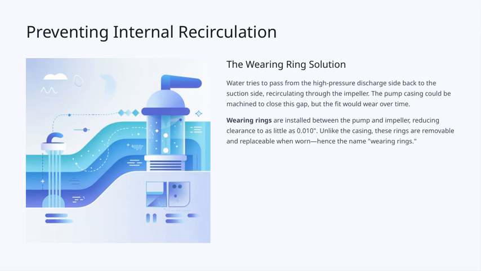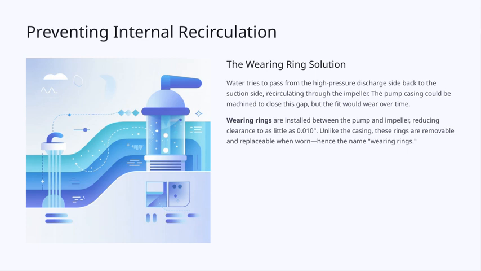One way to address this is by machining the pump casing to close the gap that allows this flow. But as you might guess, over time, this fit can wear down and become less effective. That's where wearing rings come into play. These rings are installed between the pump and the impeller, and they serve to reduce the clearance, sometimes down to as little as 0.01 inches.